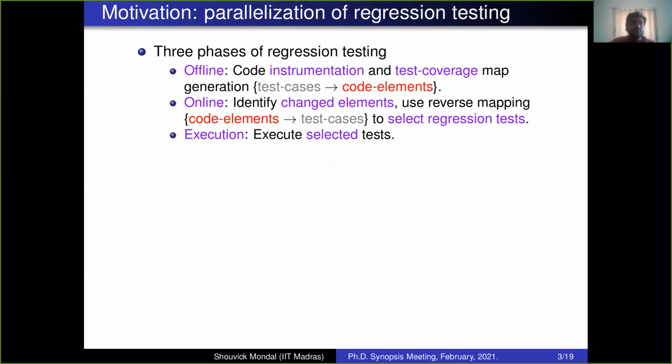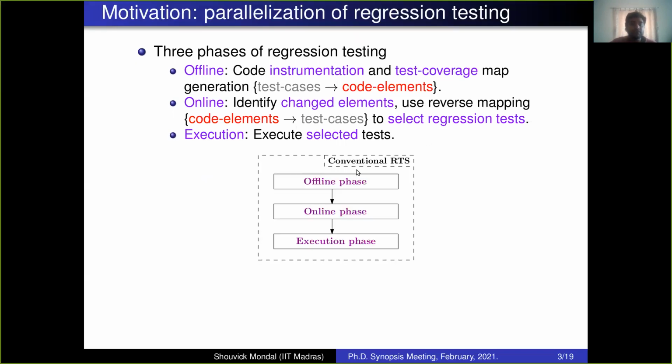After the selection, we need to execute them. That happens in another phase, the execution phase. So these three phases, offline, online, and execution, follow this order, and this is according to conventional regression test selection. Regression test selection means select and execute only those test cases that are change exercising. The selection is done in the online phase and the execution is done in the execution phase.